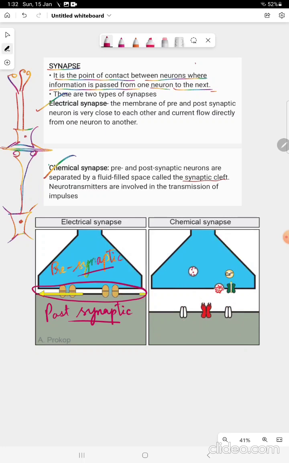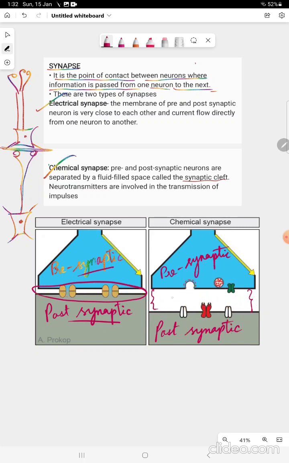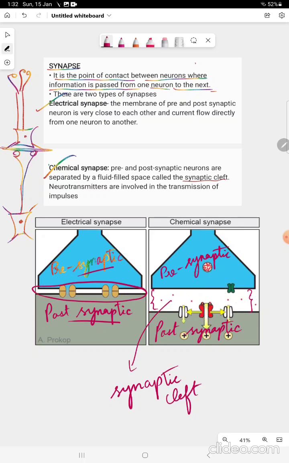Now what about the chemical synapse? Just listen here. Likewise, mark the first neuron as presynaptic and the second region as postsynaptic. Now see the space here. There is a large space between the two neurons. This space is completely filled with fluid, so it is called the synaptic cleft.